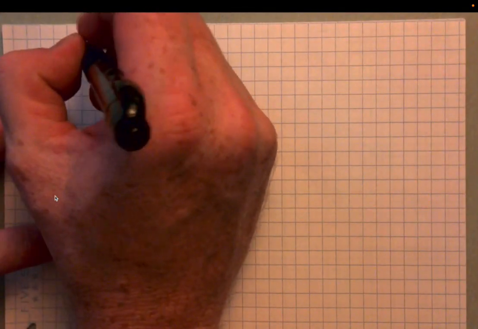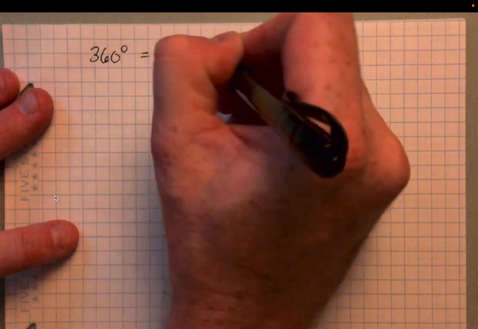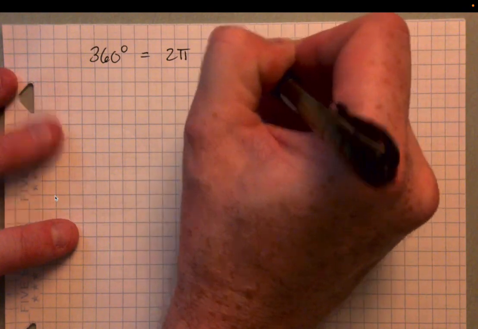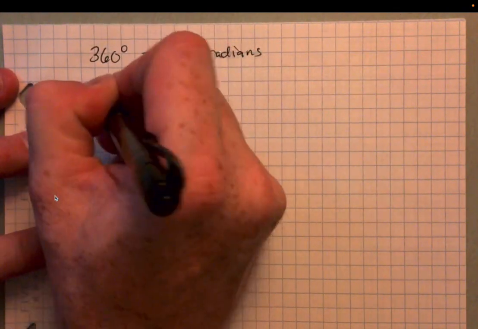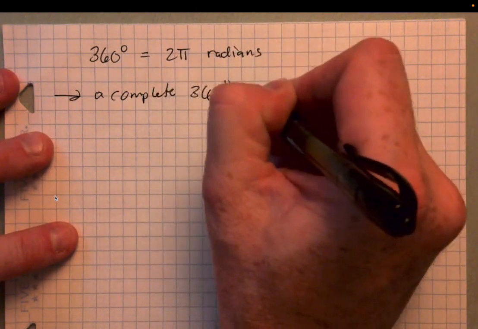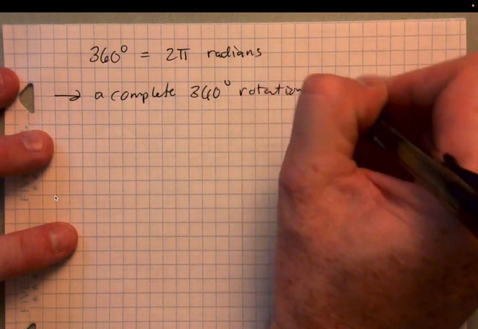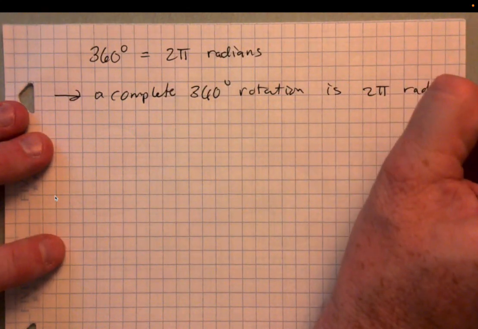Okay, so that's kind of the key. So 360 degrees equals 2 pi radians. So a complete 360 degree rotation is 2 times pi radians.